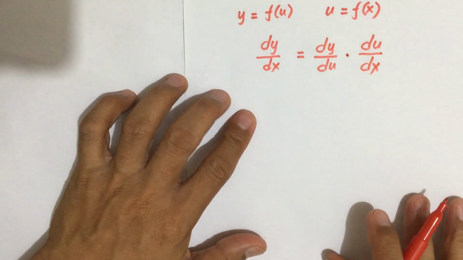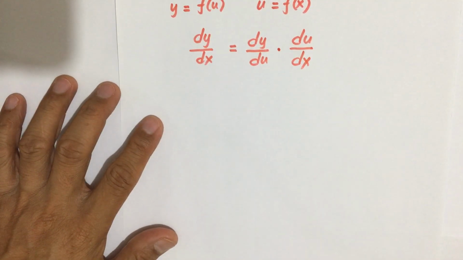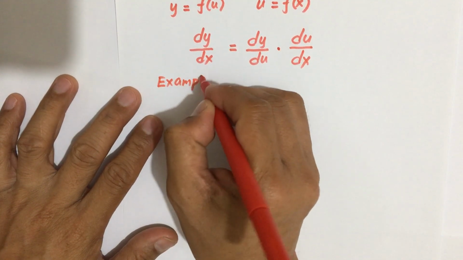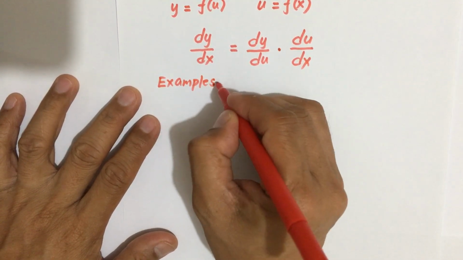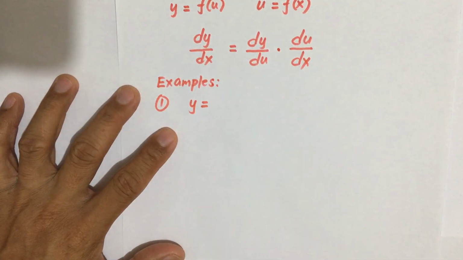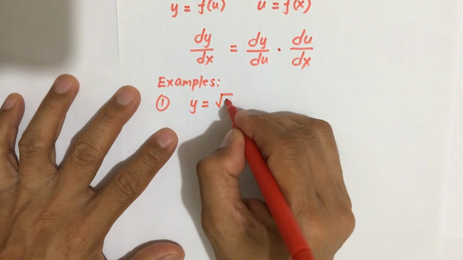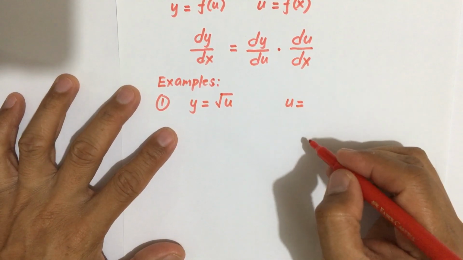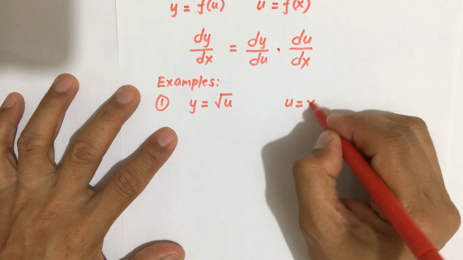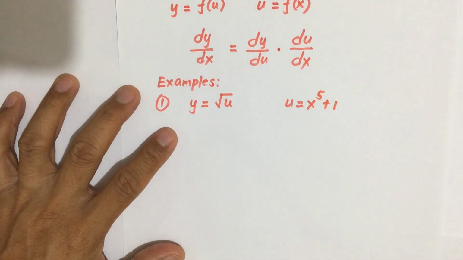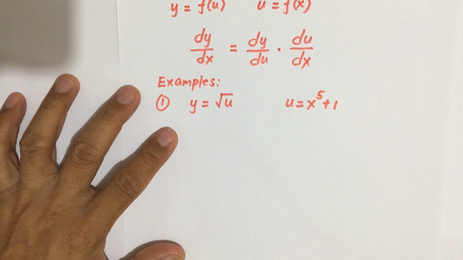Okay, so this is what we're going to use in our next example. For example, number 1, if you're given y equal to the square root of u, and then you're given u equal to x to the power 5 plus 1. So what is our answer?